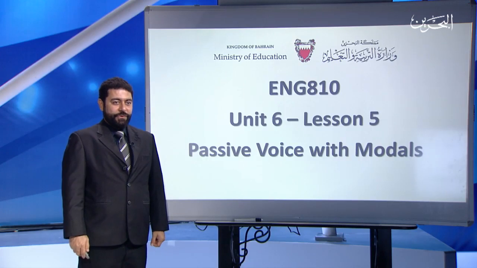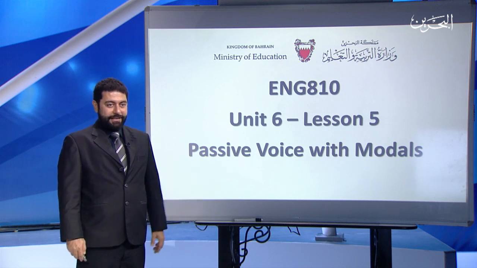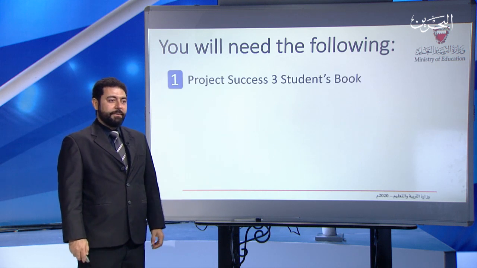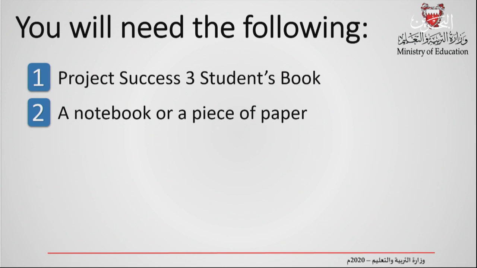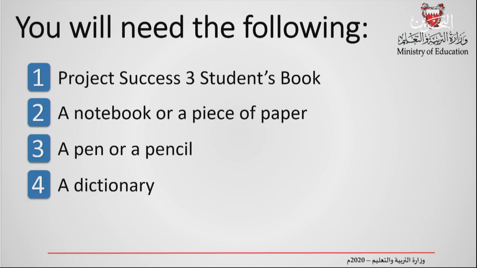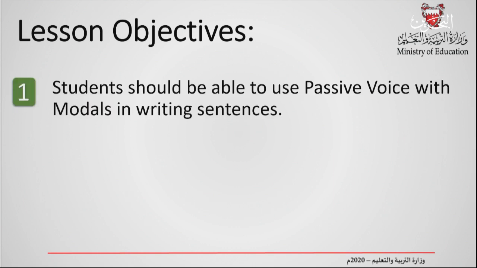This lesson is for English 810 for technical and vocational schools. It is Unit 6, Lesson 5, Passive Voice with Modals. In order for you to do the lesson well, you need the following. Number 1, Project Success 3 Students Book. Number 2, a notebook or a piece of paper. Number 3, a pen or a pencil. Number 4, a dictionary. Now, let's jump to lesson objectives. By the end of the lesson, you should be able to use passive voice with modals in writing sentences.